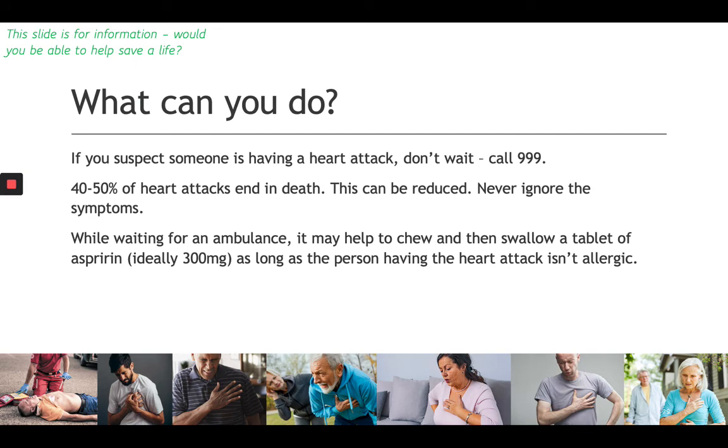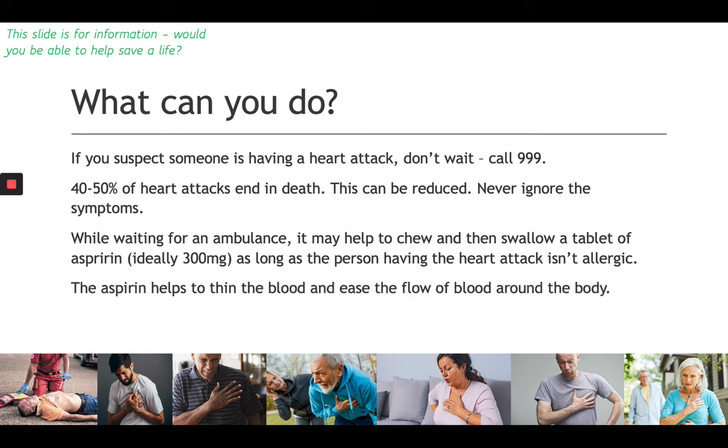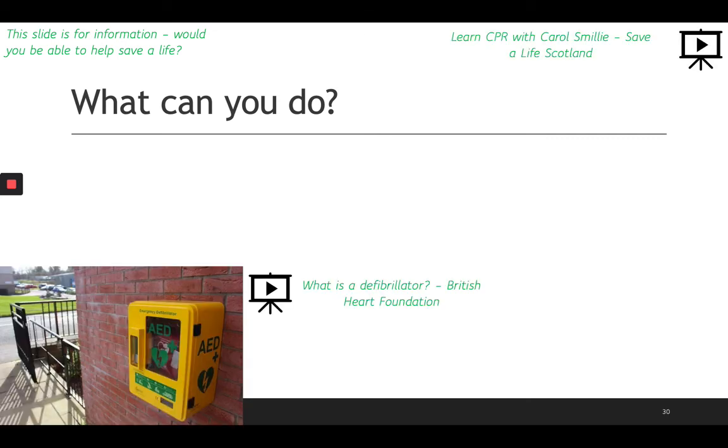While waiting for an ambulance, it may help to chew and then swallow a tablet of aspirin, as long as the person having the heart attack isn't allergic. Let's not make things worse here, okay? So, if one of your parents is having a heart attack and you're the only person with them, you phone 999, get them to sit down, get an aspirin and get them to chew it. It might seem a bit weird why they're not just swallowing it. Get them to chew it, it digests more quickly. What an aspirin does is it thins the blood, so the blood travels through the body a lot easier. So the aspirin helps to thin the blood and ease the flow of blood around the body.